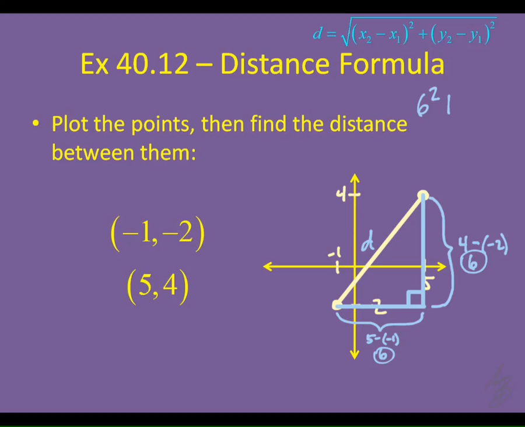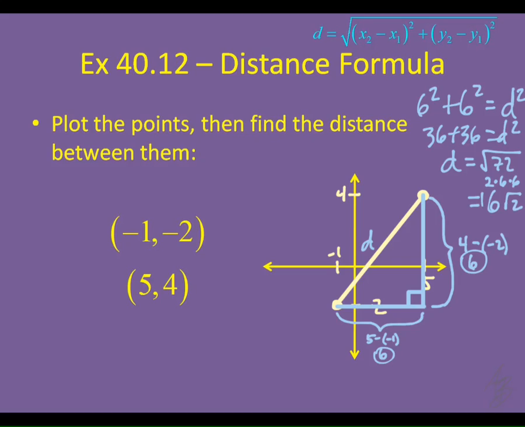Or you could just say 6 squared plus 6 squared equals d squared, and then use that to solve for d. So you have 36 plus 36 equals d squared. That means that d is equal to the square root of whatever 36 plus 36 is. 72. And you'd have to factor this. That'll take 2 times 6 times 6. Which means we have a pair of 6's and we get 6 square root of 2. Okay? So if you recognize that it's a special triangle, 45, 45, 90, you can use that.